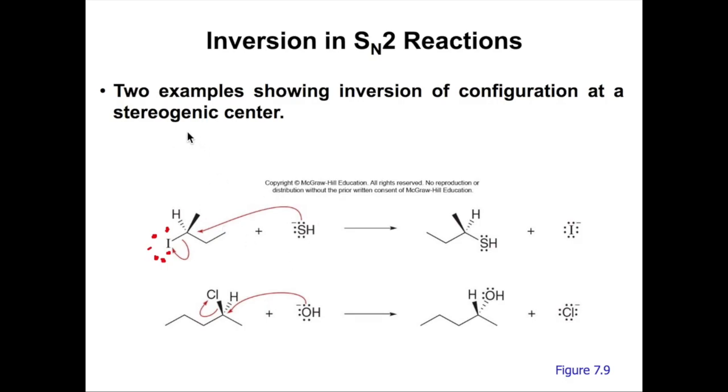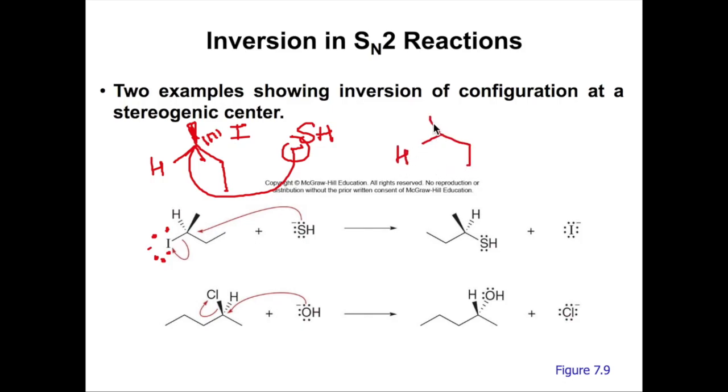But imagine that this SH is not attacking in the plane. Imagine I have my iodine here, and here I have an H, and here I have that. If my SH minus were to attack this center, what would happen is that the methyl will go to the back and the SH will become the front one. So just as SH, and here will be my methyl, right? So there's an inversion of configuration.